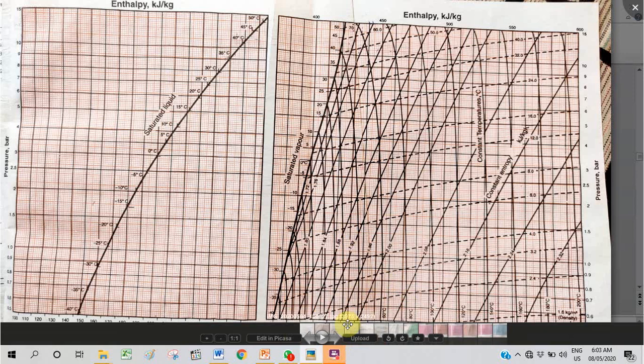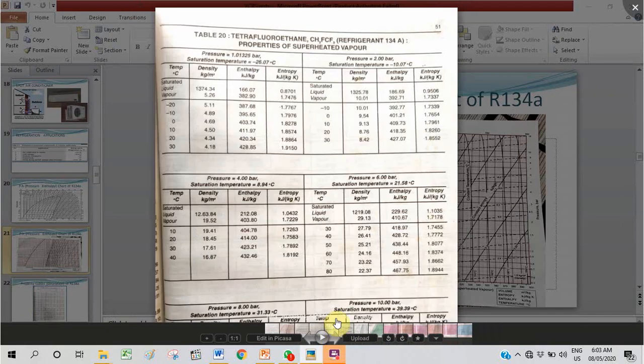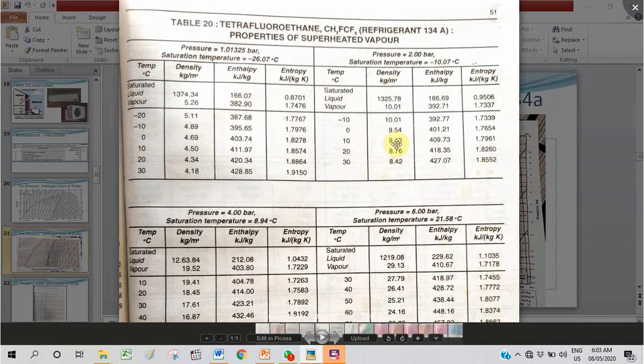Okay, again for superheated vapor, tables are available like this. These are the superheated table properties, but these are very limited ones, and values are given only for a selected range of pressure and temperatures. Here you can see the superheated table is given for a pressure of 1 bar and these many temperatures. Here pressure 2 bar, 4 bar, 6 bar, so in between pressures like 3 bar or 5 bar, the data is missing or not available. In that case we have to go for interpolation.